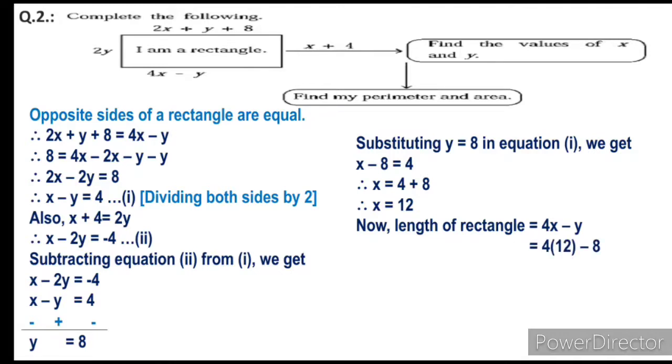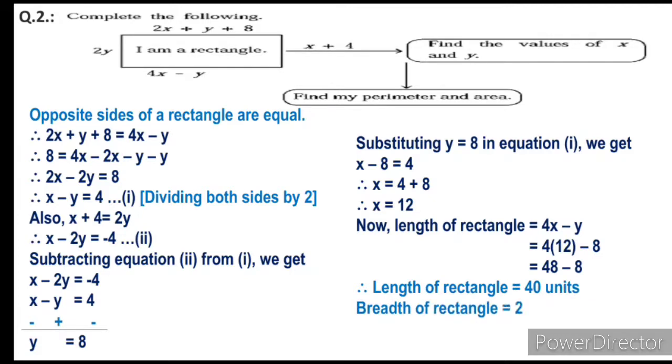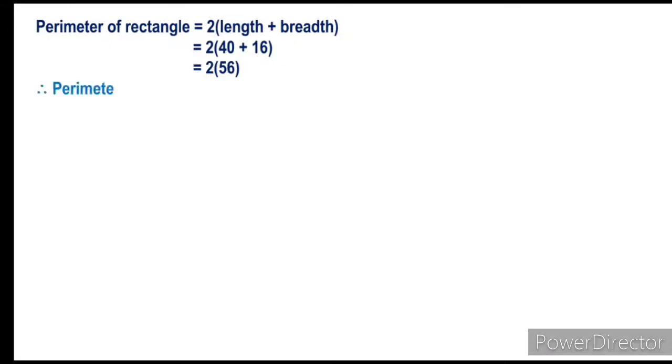You can put it in and find the exact value. So 4 multiplied by 12 minus 8, 48 minus 8 is 40. So therefore length of the rectangle is 40 units. Now breadth of the rectangle, we have taken 2y. So 2 multiplied by 8 is 16 units. Once you know the length and breadth, you can easily find the perimeter and area of the rectangle. So perimeter of the rectangle is equal to 2 in a bracket length plus breadth. We'll substitute the values. 40 plus 16 is 56. 2 multiplied by 56 is 112 units.